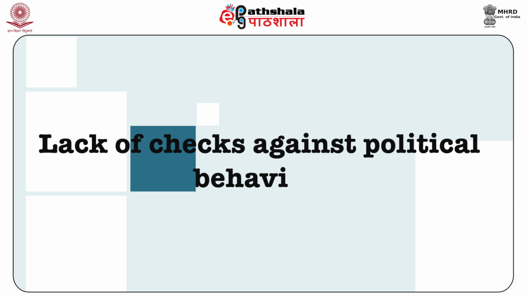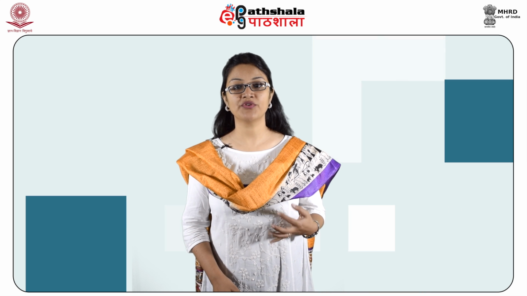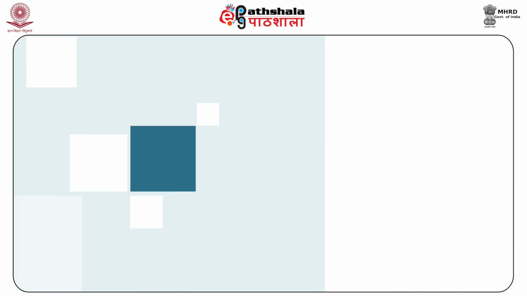Eighth, lack of checks against political behaviors. Political behavior can also be a result of an absence of visible repercussions for those involved in such behaviors. The management should adopt specific means of sending across a clear message that any sort of political behavior is neither encouraged nor will be tolerated. If there are no proper checks in place to discourage political behaviors, there is a high possibility that people in the organization will continue to act in political ways.